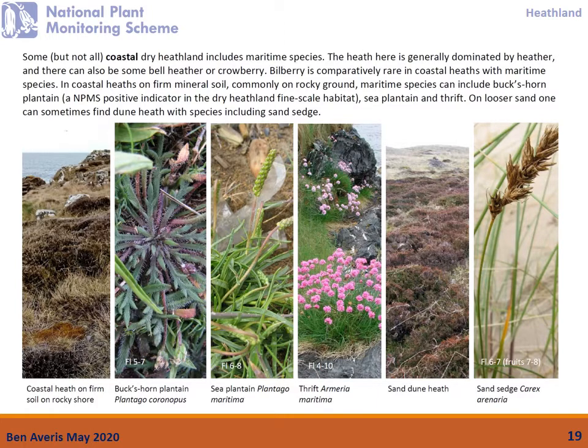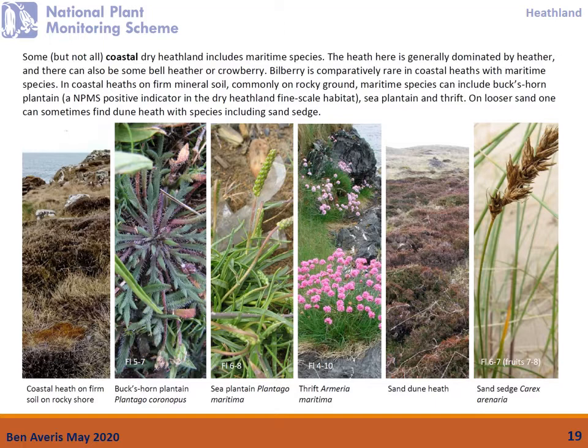Another kind of form of the dry heath, still within the big main dry heathland fine-scale habitat type, not montane, is what we find along coastlines, which can be either on a kind of mineral soil or rocky ground, as in the photo on the left, or it can be on sand, as in the right-hand pair of photos. A lot of species can be shared between those two soil types, like heather, for example, and bell heather. But the examples on sand tend to have the sand sedge growing in them. There's a close-up photo of it on the right.